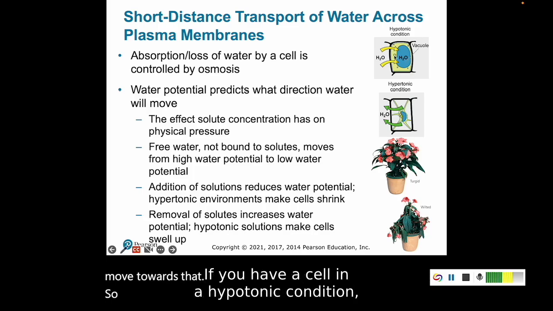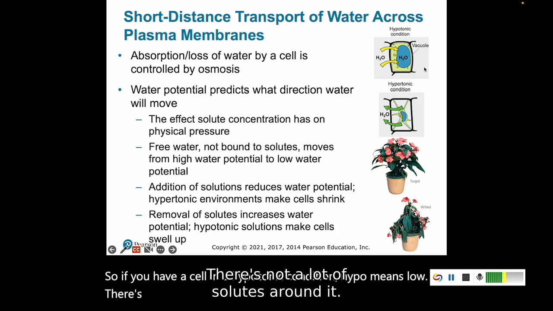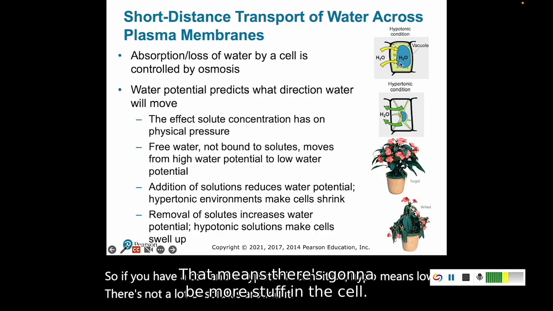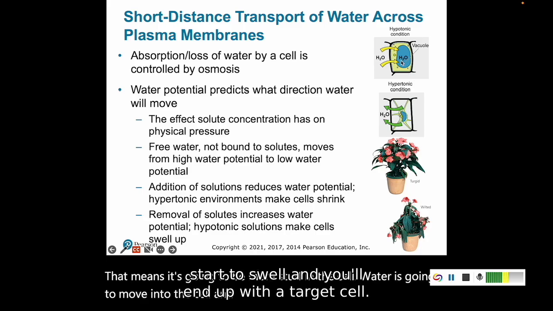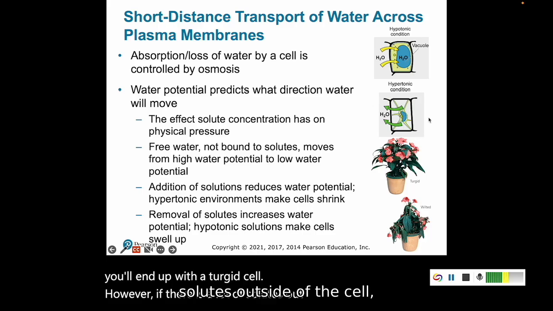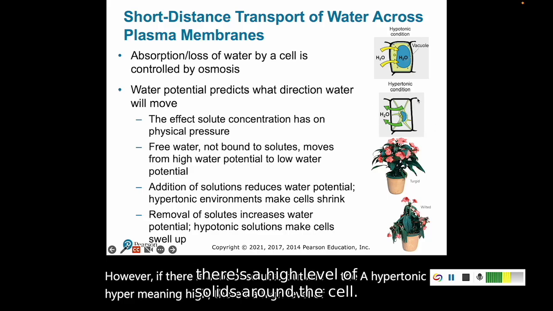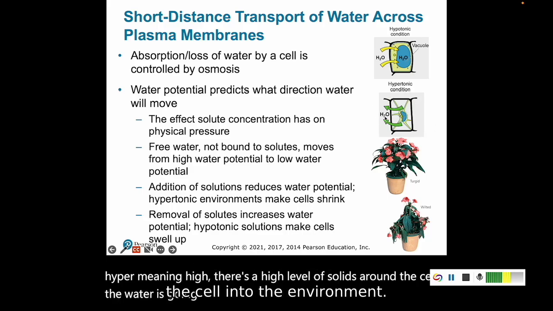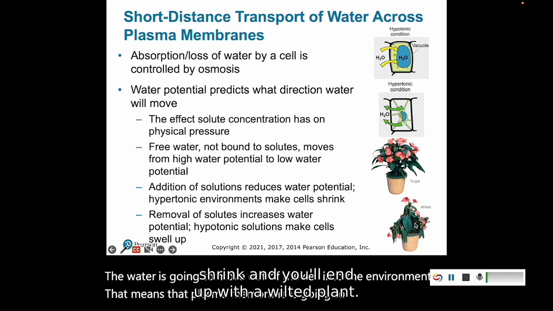So if you have a cell in a hypotonic condition, hypo means low, there's not a lot of solutes around it. That means there's going to be more stuff in the cell. Water is going to move into the cell, and that plant will start to swell, and you'll end up with a turgid cell. However, if there is a lot of solutes outside of the cell, a hypertonic condition, hyper meaning high, the water is going to move out of the cell into the environment. That means the plasma membrane is going to shrink, and you'll end up with a wilted plant.